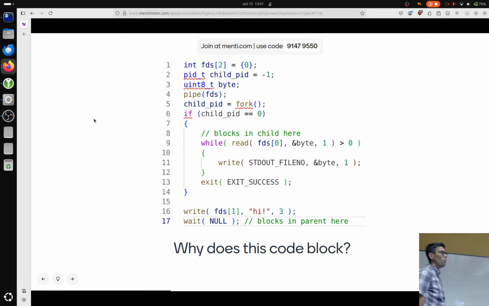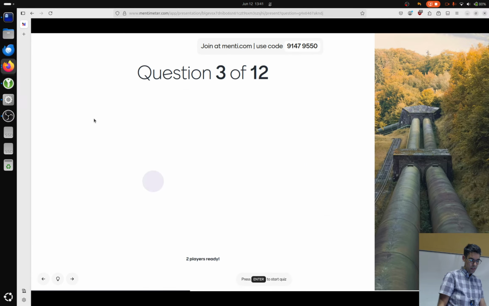Here's some code. I want you to study this for a moment. And the question that I'm going to ask you is, why does this code block? I will give you 10 seconds to read this code and think about it. Okay, do we have an idea? Okay, I'm going to go to the next slide, which is actually asking the question.